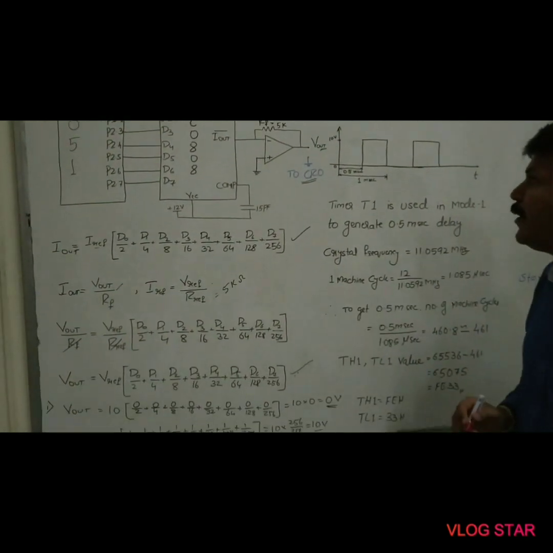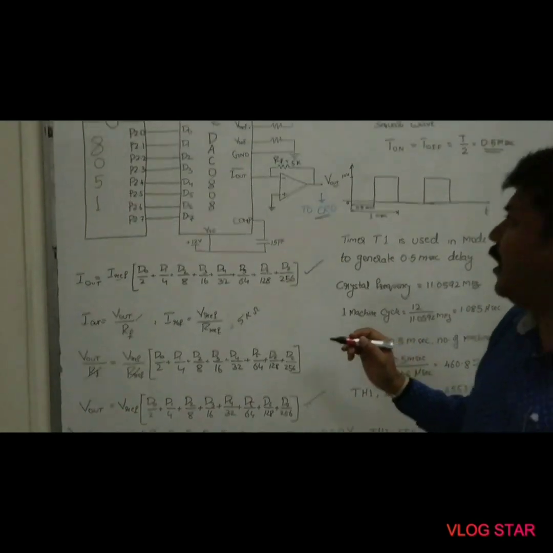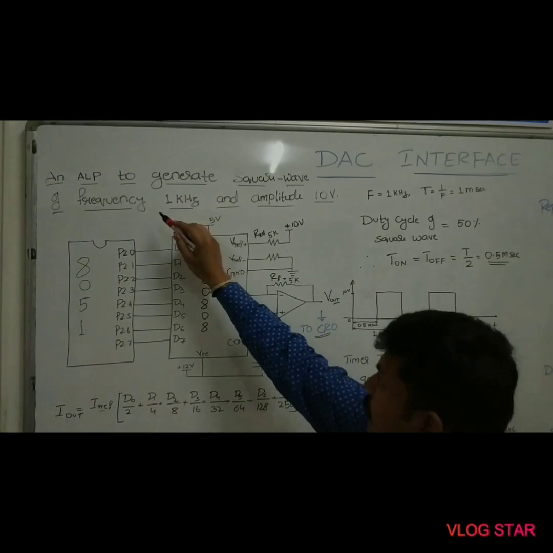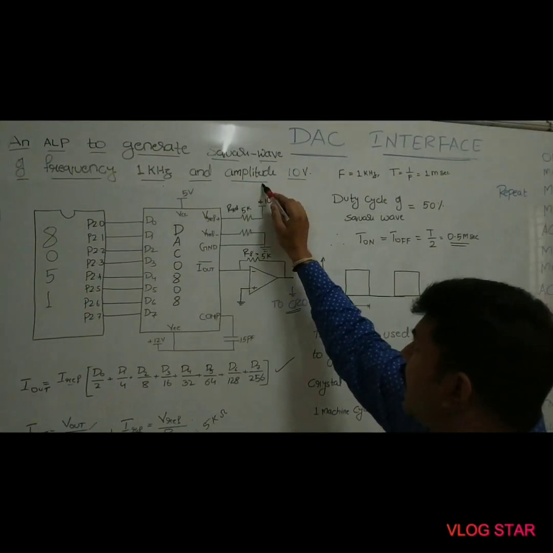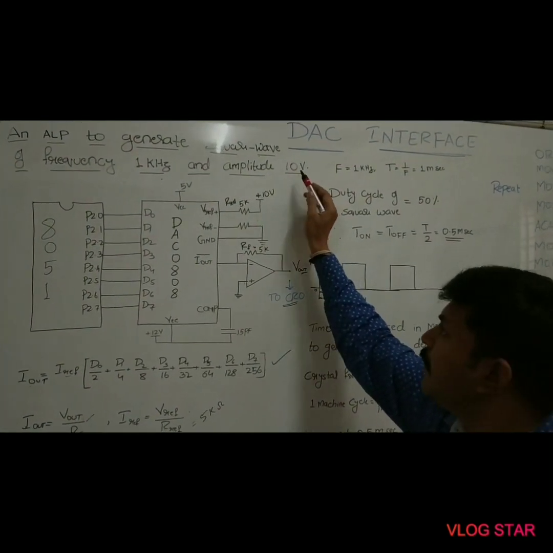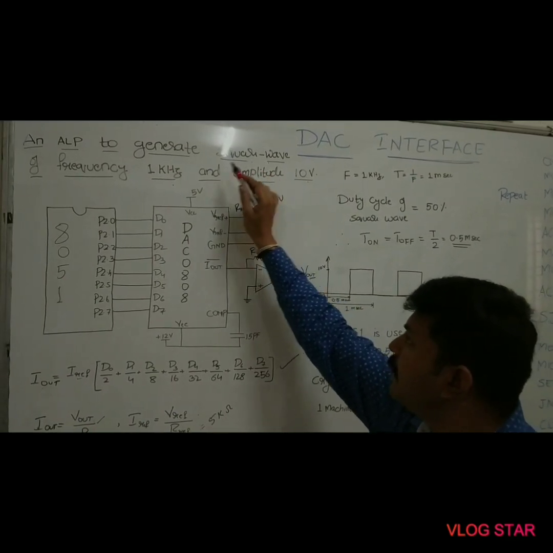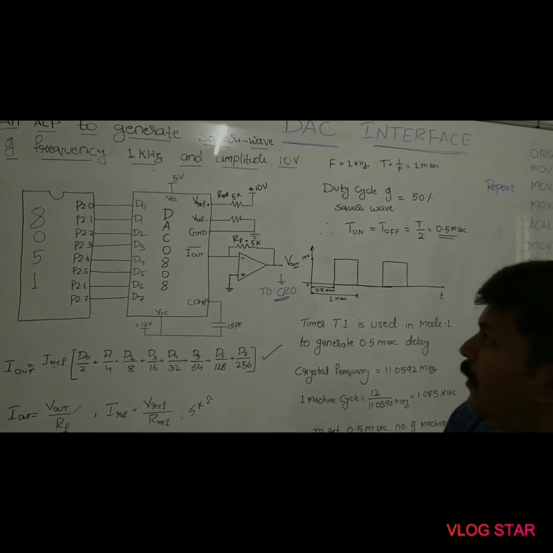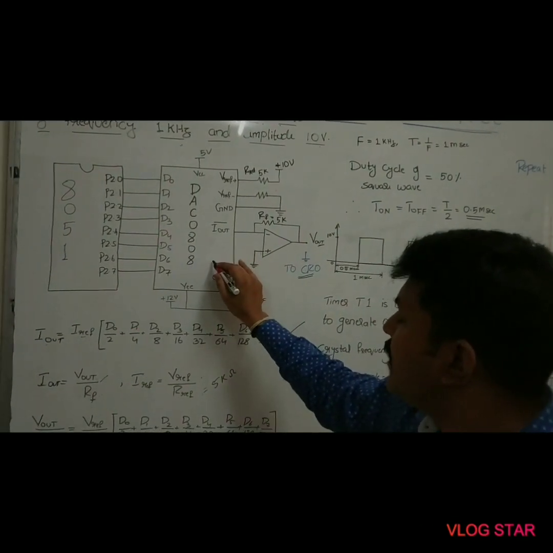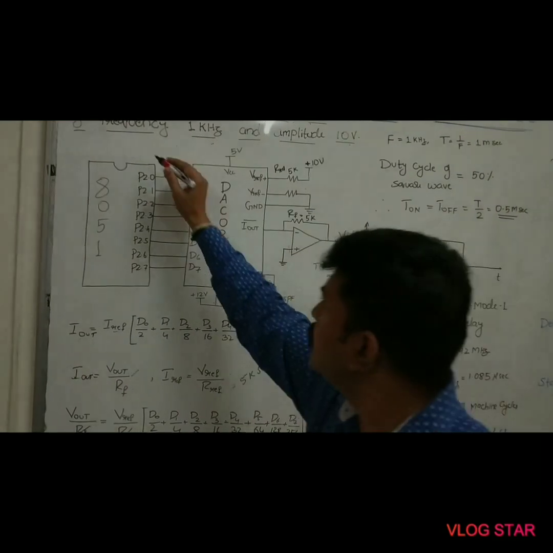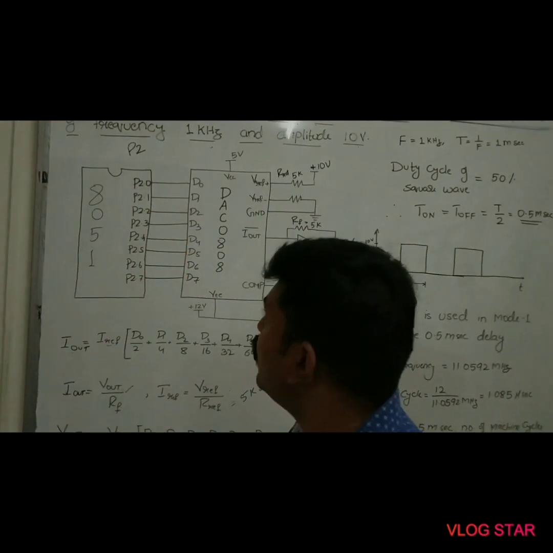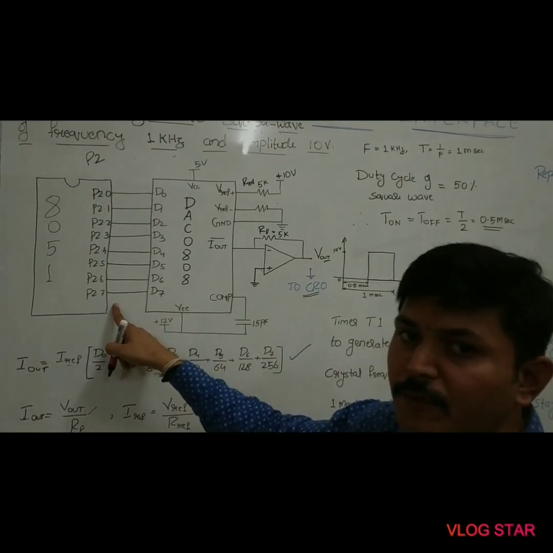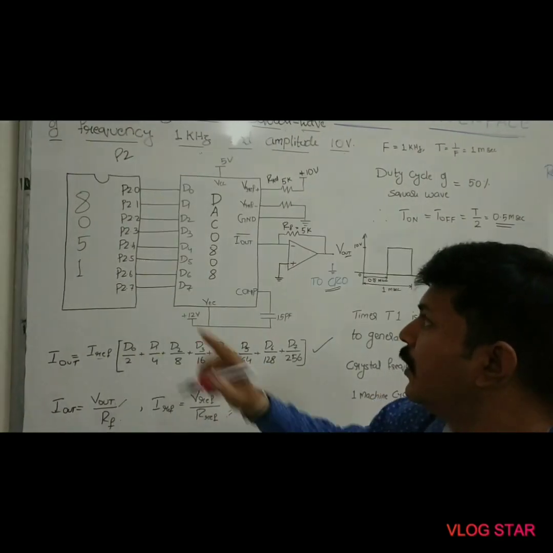Now coming to our task. We have been asked to generate a square wave of frequency 1 kilohertz and amplitude 10 volts. The DAC IC, as you can see here, I have connected to port 2. I have used port 2 in order to connect the DAC IC to the 8051 microcontroller, and this is the only port I will be using.